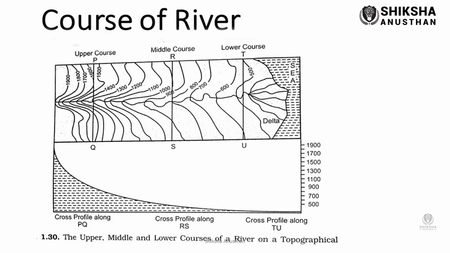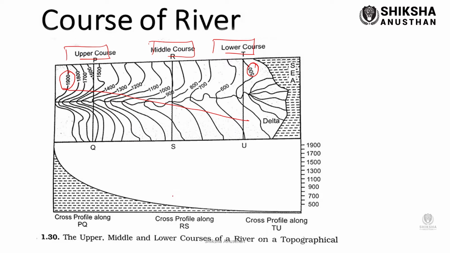Okay. Now let us know about the course of a river. As you can see, the contour values keep reducing. The initial one is 1900 and the last one is 500. This means it is a slope, where the height of the place gradually decreases downwards. So if a river is flowing from a contour of 1900 to 500, the 1900 part is the upper course of the river, then the middle course will be somewhere in between, at an average height of 1100 to 900, and then the lower course.